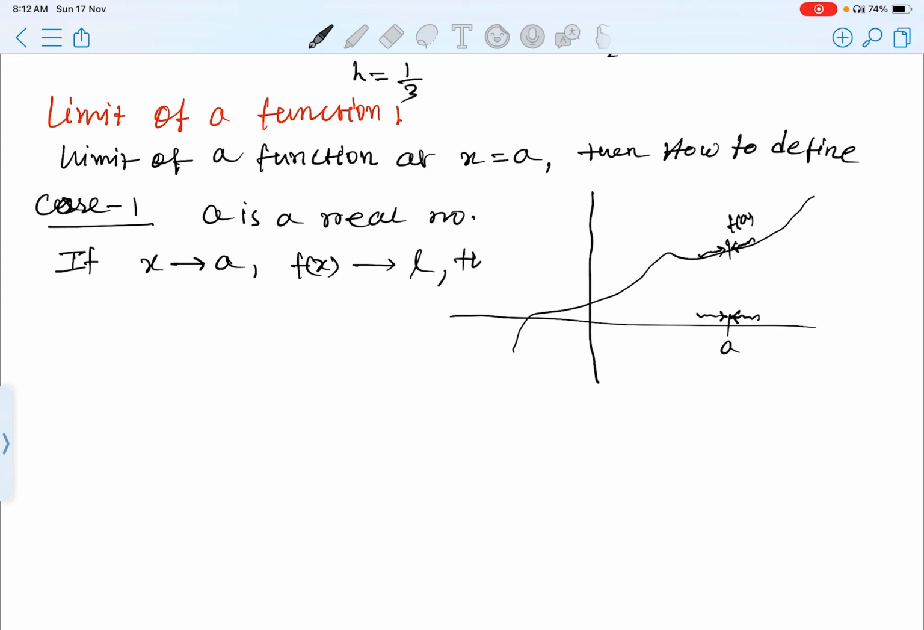then L is called the limit of f of x at x equal to a point. What is the definition actually saying?